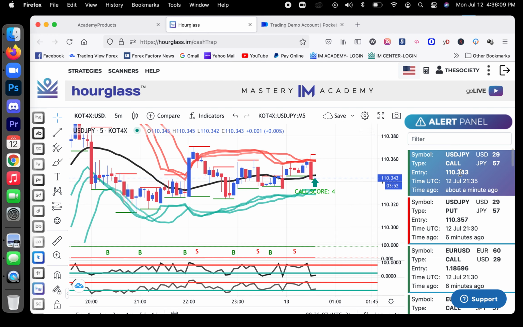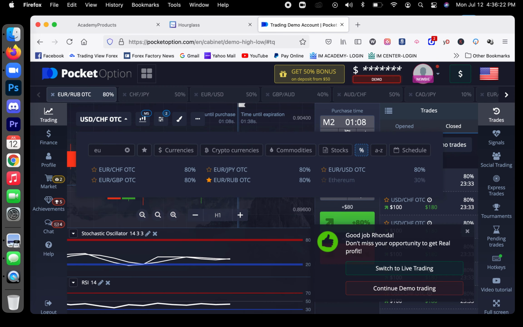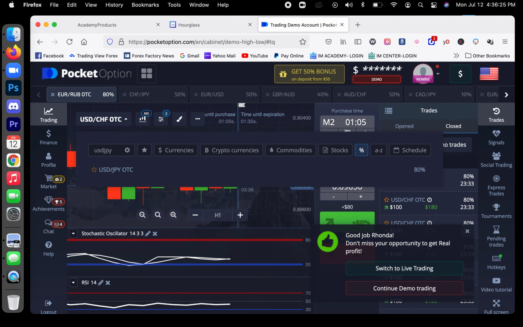So this is telling us we're going to enter this trade at 3:43, because you're looking at the last three numbers, for a call, which is a buy. 343 right here is where current price is. So this is USD JPY. We would come right over here, USD JPY.